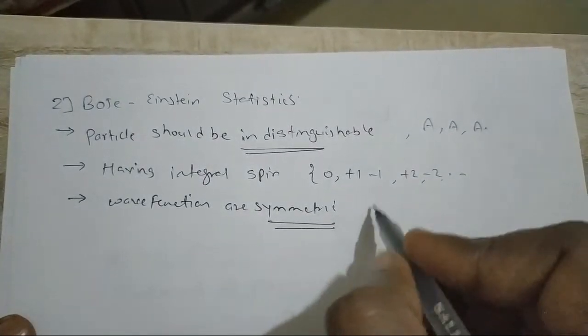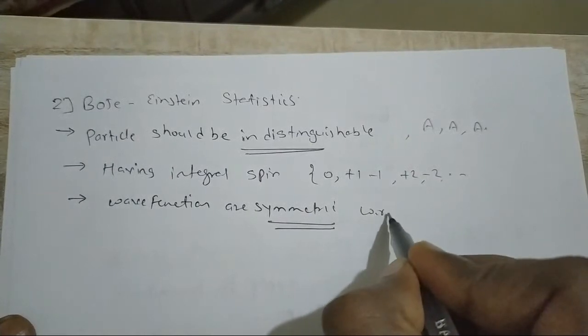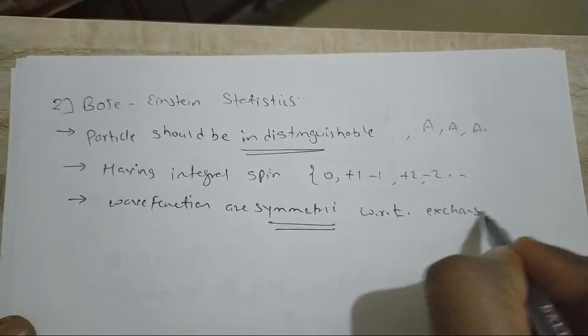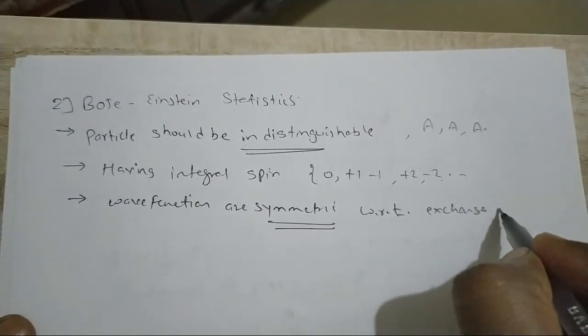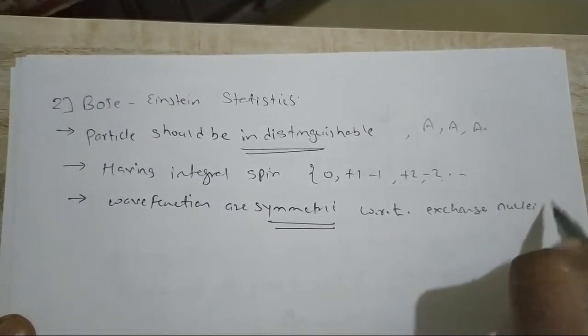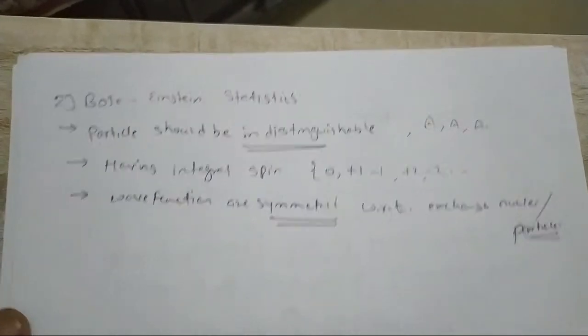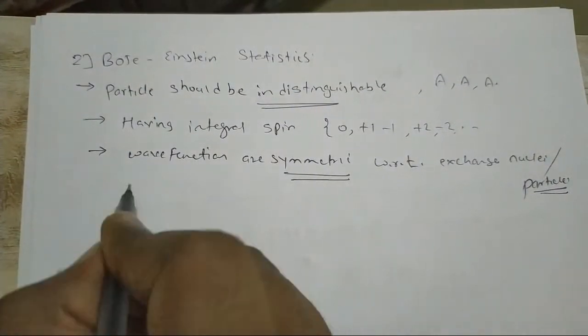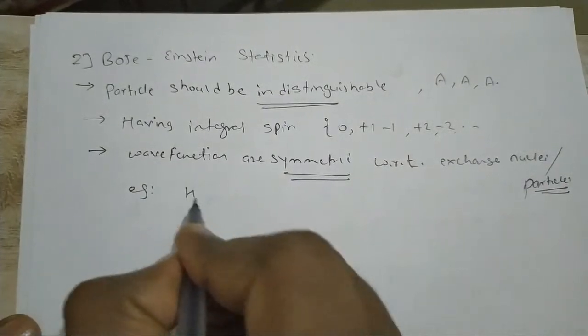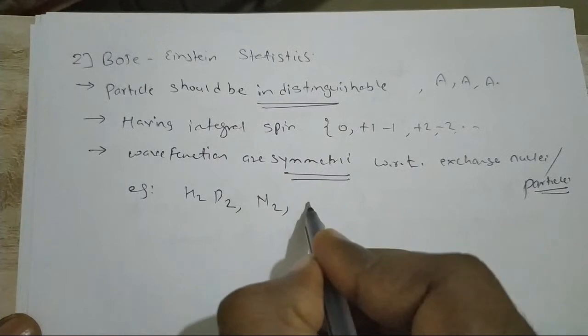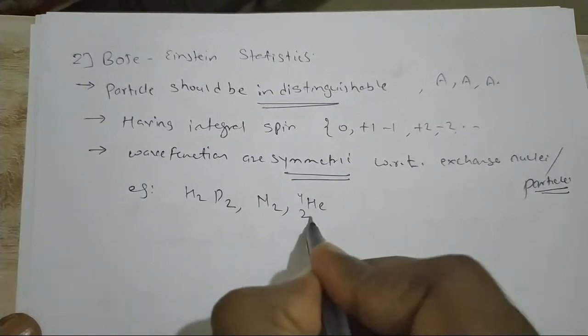The wave function is symmetric with respect to exchange of nuclei or particles, we can say. Examples we can take are H2, D2, N2, He4.